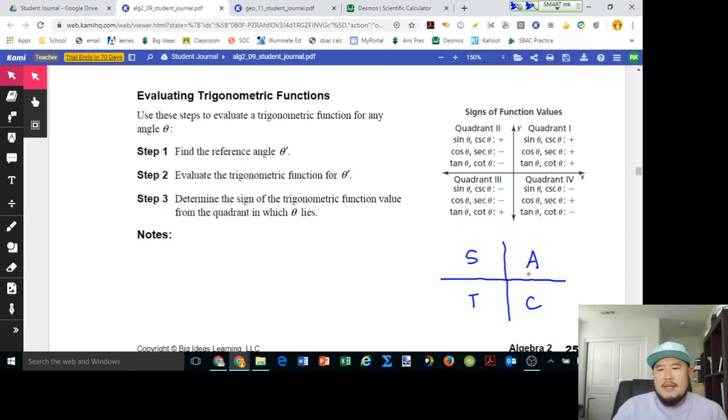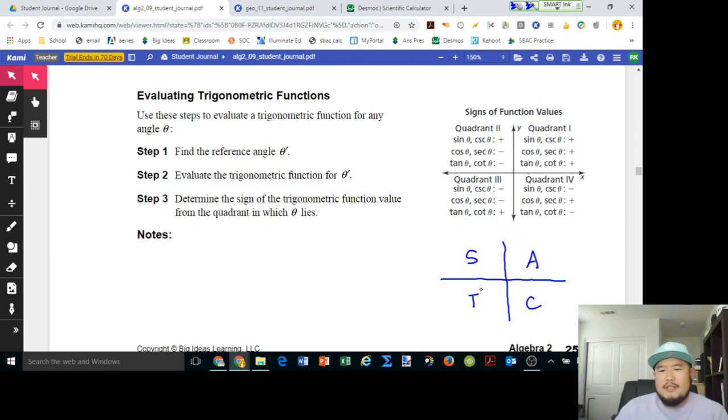So what they're saying is in quadrant 1, whatever your trig function happens to be will always be positive. In quadrant 2, sine and its inverse cosecant are going to be positive and everything else will be negative. So cosine, secant, tangent, cotangent, those will all get you negative answers. In quadrant 3, tangent and cotangent will be positive, and then the rest will be negative. And in quadrant 4, cosine and secant are positive, and the rest happen to be negative.